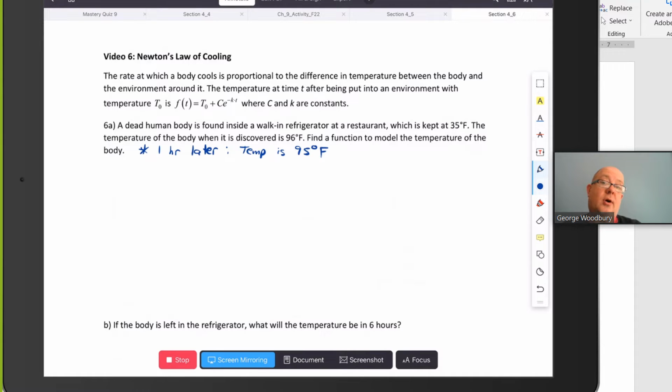Hi, I'm George Woodbury from College of the Sequoias, and it's CSI time. We're going to take a look at Newton's law of cooling to try to figure out the time of death for a body found in a refrigerator.